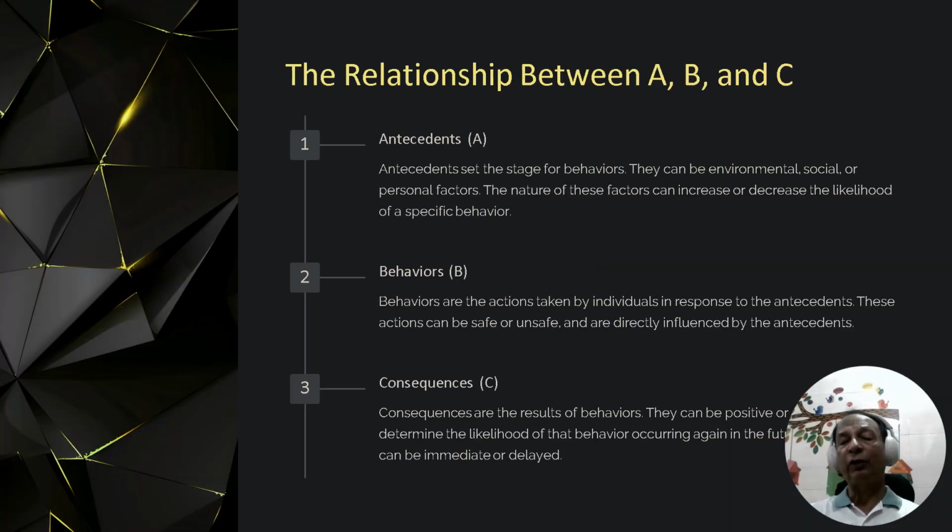The relationship between A, B, and C. As I told you, antecedent triggers behavior, and behavior can result in consequences which can be good or bad, whether near miss or first aid or fatality or serious injury. That relationship is the main part of this training module which I'm talking to you about. So, remember the relation between A, B, and C, what you should focus on, and how to implement the ABC model.